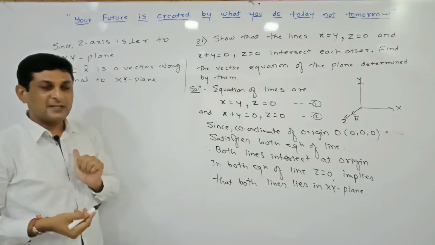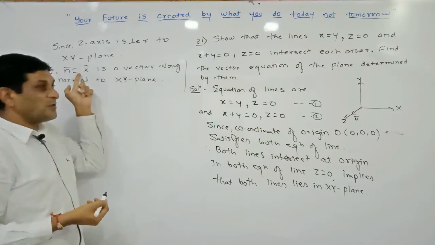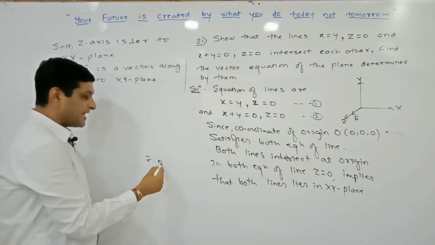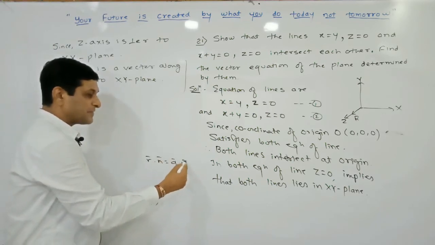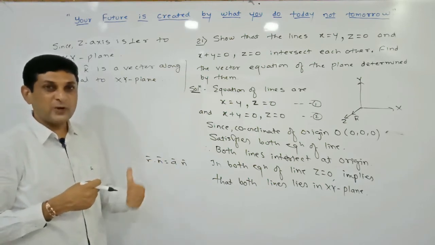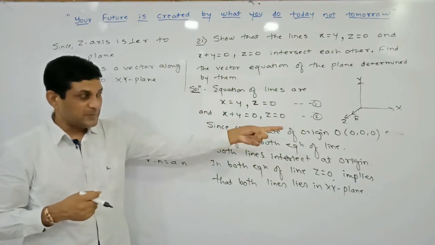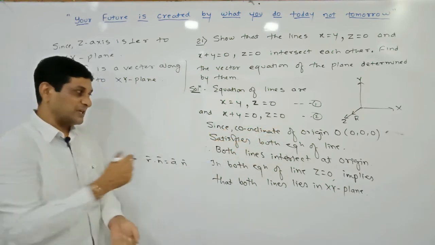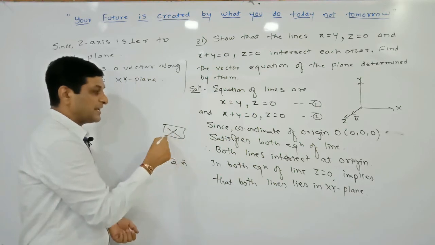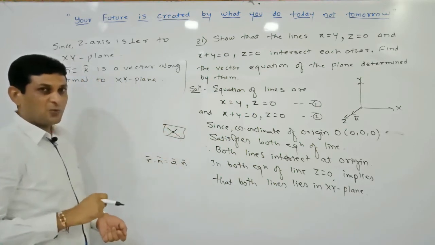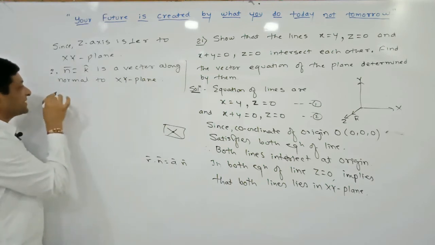Our required plane is nothing but the XY plane, because both lines lie in this plane. So now the value of n bar is known to us. What is the equation of the plane? r bar dot n bar is equal to a bar dot n bar. n bar is known. What is a bar? a bar is the position vector of one point on the plane, and one point on the plane is the origin, because both lines intersect at the origin and both lie in the XY plane, so the origin is also a point on the XY plane.